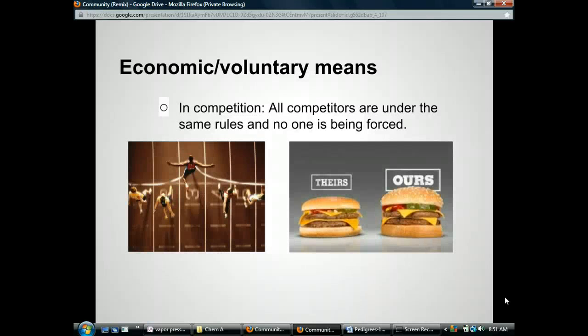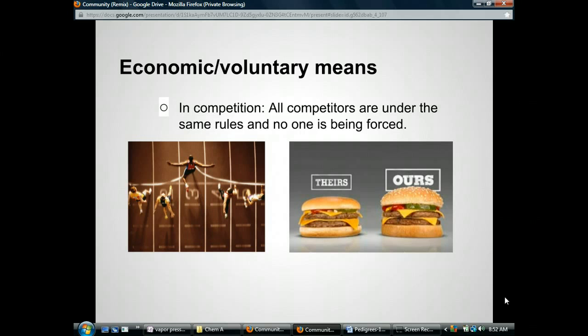In a competition, now this is interesting because a lot of people don't like competition. And I even started out by saying symbiosis was better than competition. But we have to remember that in competition, if everybody's under the same rules, then no one's being forced. Now you need to be a little careful because in the real world of business, it's often not actually fair. There are rules that favor people. There are good old boy political networks that favor certain businesses over the others. So it's not always fair. But if it's fair, then no one's going to argue about it.